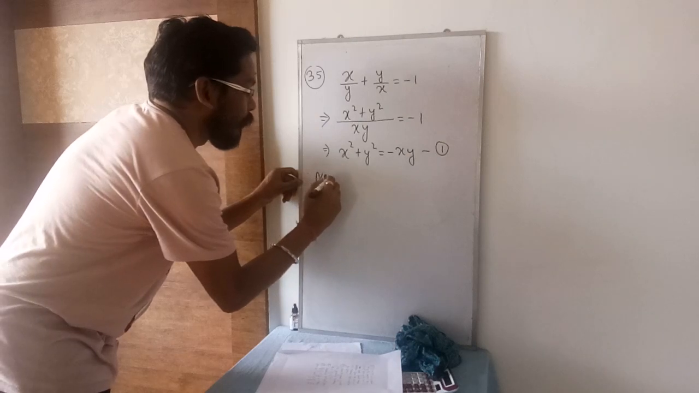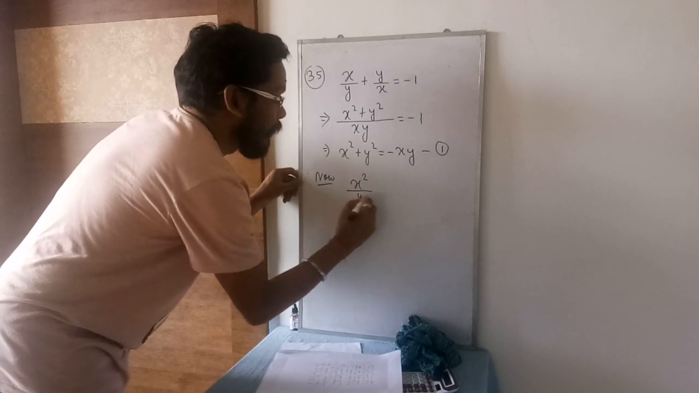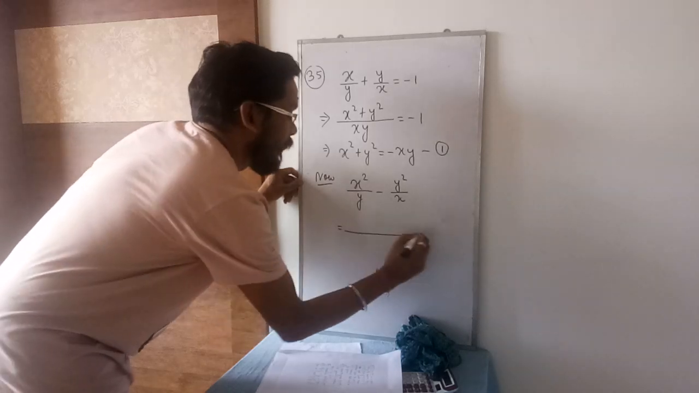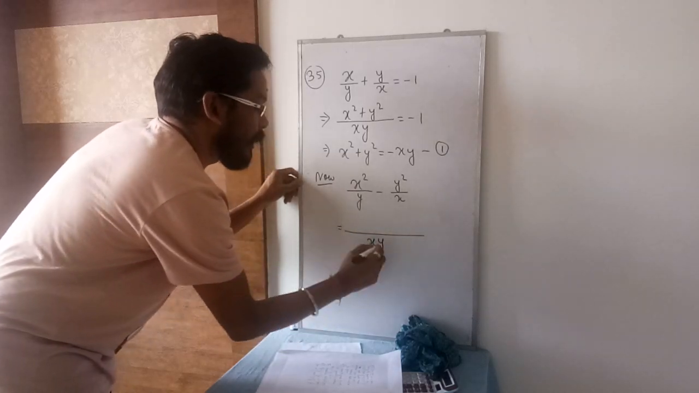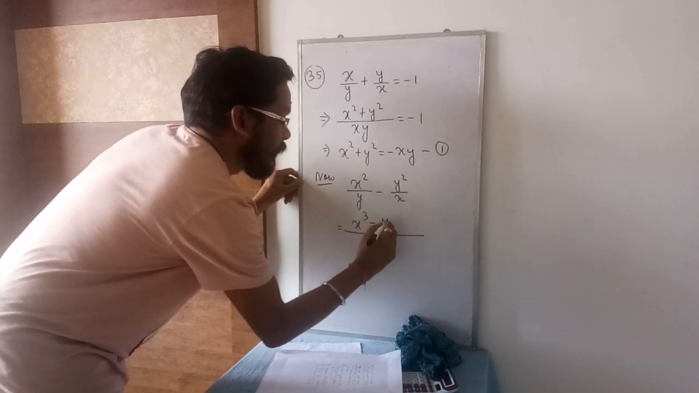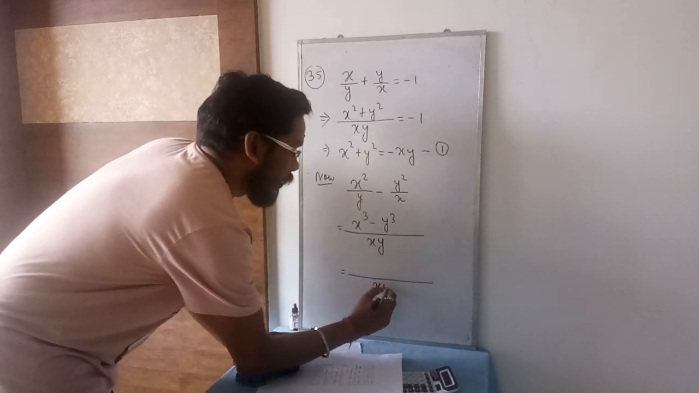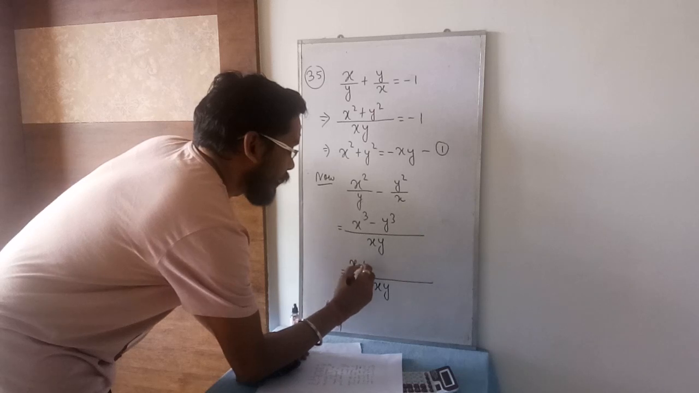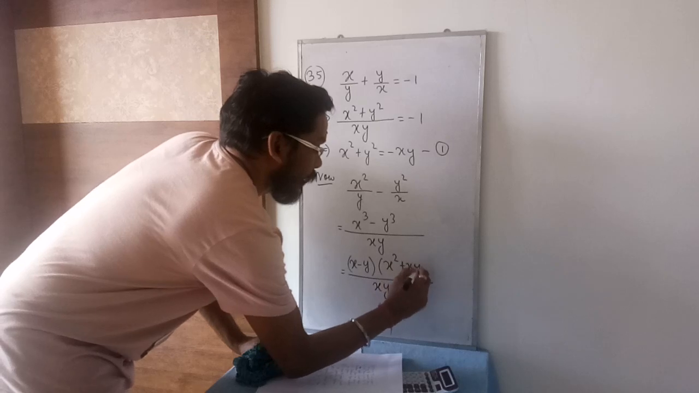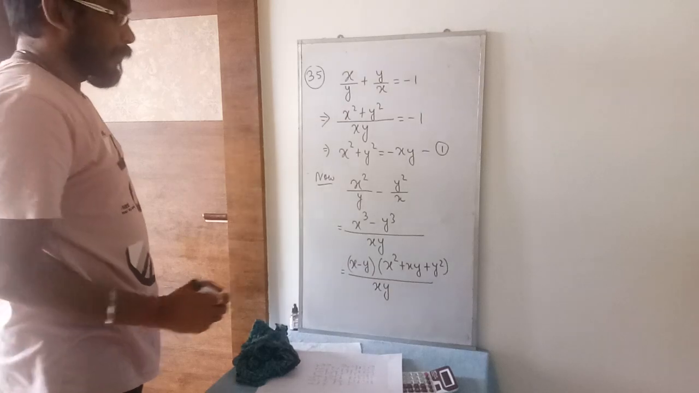Now, what do I have to find out? I have to find out the value of x square by y minus y square by x. So I will take the LCM xy. Here y is present, x is missing, so x cube minus y cube. Here I will apply the factorization formula. a cube minus b cube formula is (a minus b)(a square plus ab plus b square). So take the screenshot.